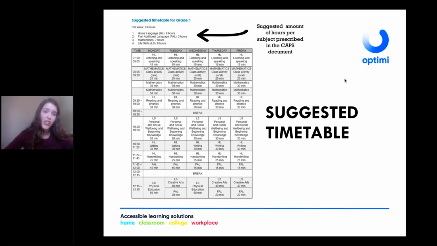Again, this is only a suggested timetable and a suggested guideline, so you can adapt this according to your daily program and your specific needs. What is important, and what I would like to motivate you to do, is look at the amount of hours for each subject when planning your daily program and just ensure that you include the correct amount of hours into your daily program to ensure that you spend enough time on the specific subject areas.